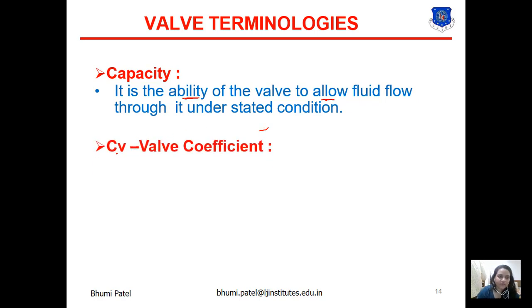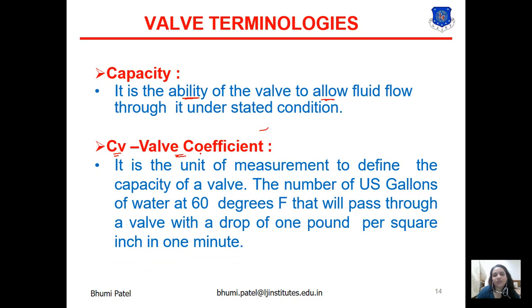Now, what is the CV, the valve coefficient? It is the most important factor for the control valve. It is the unit of measurement to define the capacity of the valve. Whenever we define the capacity, the unit of the capacity is CV. It is the number of US gallons of water at 60 degrees Fahrenheit that will pass through a valve with a pressure drop of 1 pound per square inch in 1 minute. So this is the definition of CV.